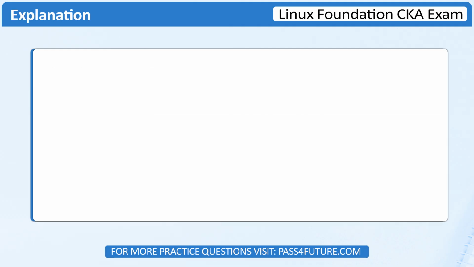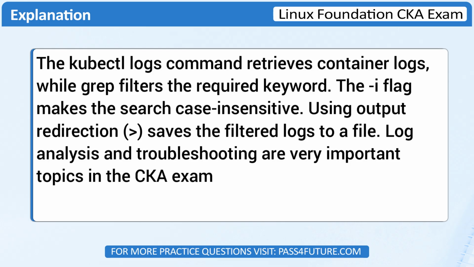Explanation. The kubectl logs command retrieves container logs, while grep filters the required keyword. The -i flag makes the search case insensitive. Using output redirection, the greater than sign, saves the filtered logs to a file. Log analysis and troubleshooting are very important topics in the CKA exam.